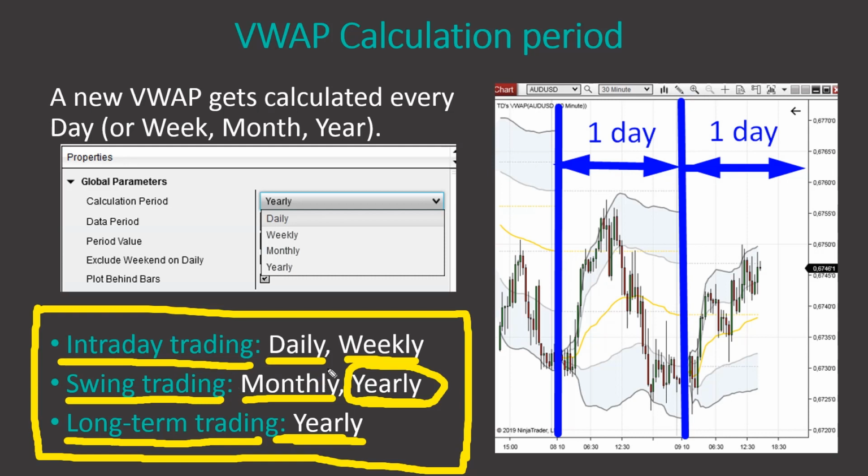Because, for example, the monthly or the weekly VWAP would be just too wild, too volatile for you, and those wouldn't really give you that much information. So if you're a long-term investor, you want to use the long-term yearly VWAP.